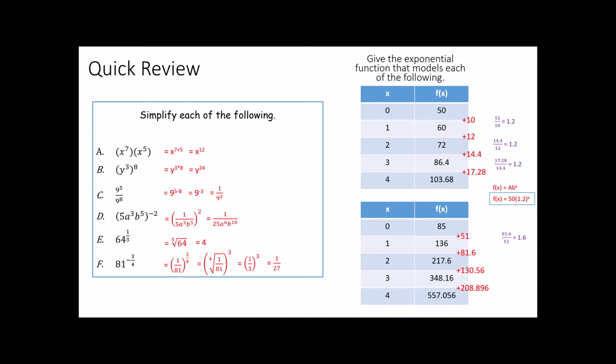81.6 divided by 51 is 1.6. 130.56 divided by 81.6 is 1.6. And 208.896 divided by 130.56 is 1.6. Notice you have that common factor. Our rule is take your starting point and multiply by that common factor over and over again. Remember, an exponent is just repeated multiplication. In this case, I started with 85. So my function is 85 times 1.6 to the x.